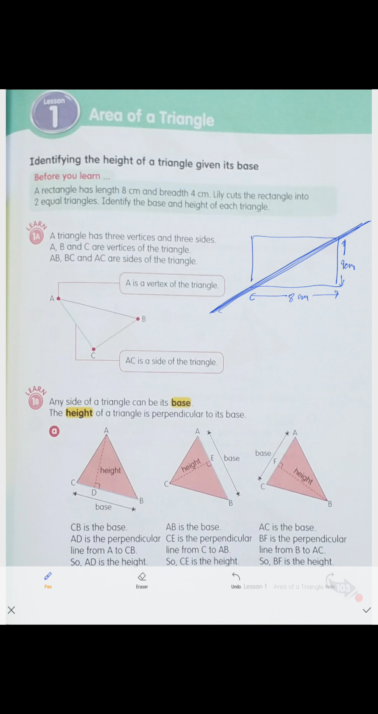A triangle has 3 vertices and 3 sides, right? So this is called the vertex, or vertices is the plural word, and singular is a vertex. Vertex of a triangle is the dot that is created by the intersection of two lines, right?